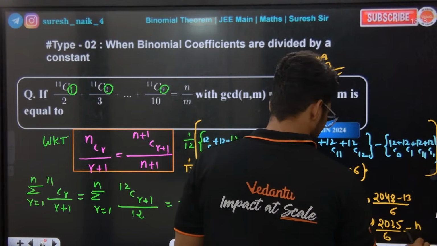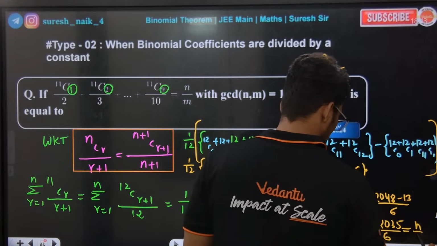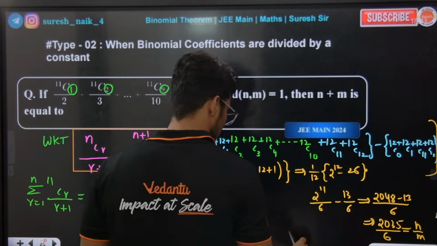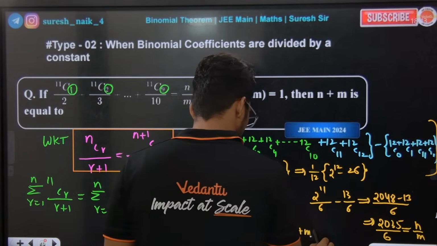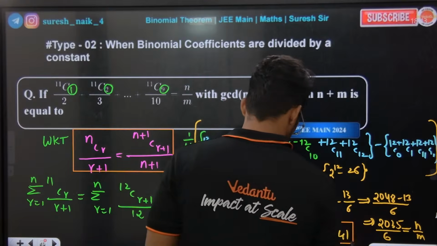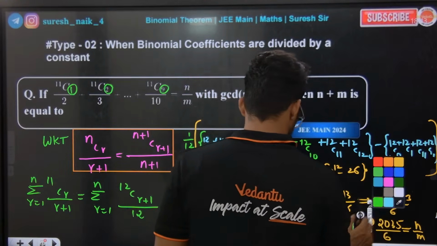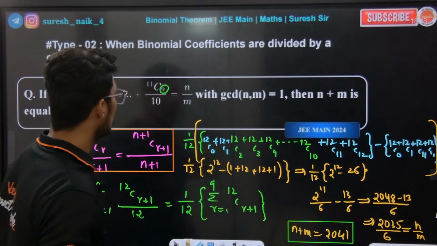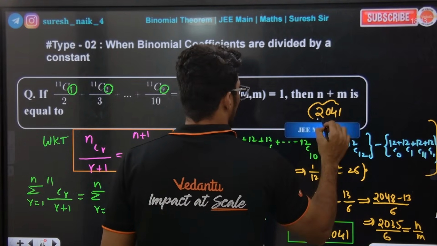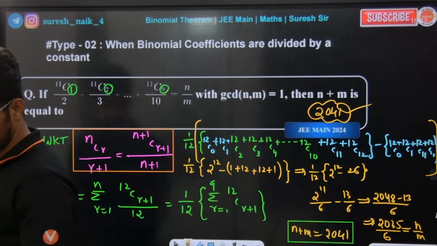They have given n by m, and they are asking m plus n. M plus n means what? N plus m is equal to 2041. 2041 is the right answer.